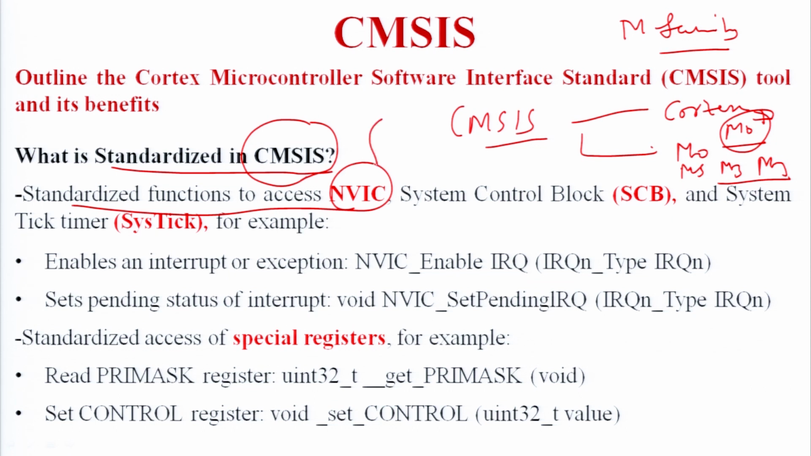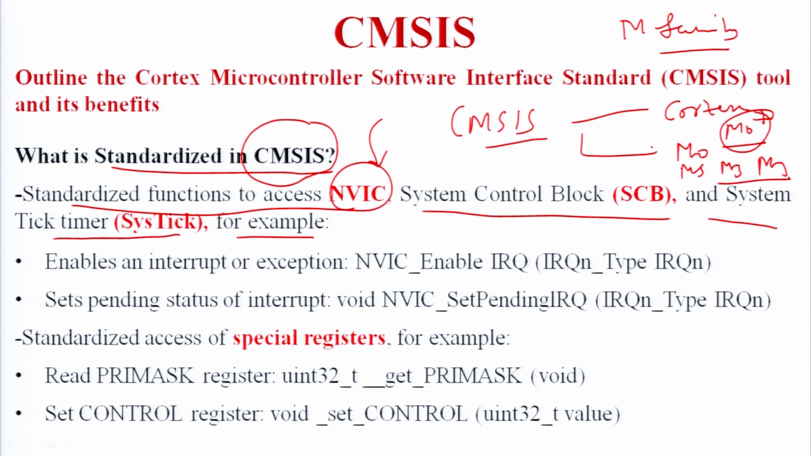It will be decided by the NVIC. It has a system control block. The system control block is responsible for carrying out the functions. It is used to control the execution of the functions, and it has a system tick timer. Tick timer means that there are some timers and counters in our system, which have to be taken care of by the system tick timer.